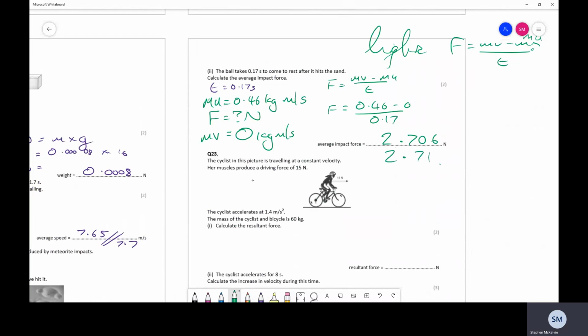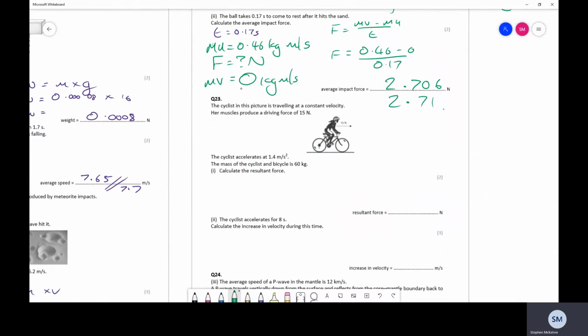The cyclist in this picture is traveling at a constant velocity. You go, cyclist. Her muscles produce a driving force of 15 newtons, and we can see that. The cyclist accelerates at 1.4 meters per second squared. The mass of the cyclist and bicycle is 60 kilograms.